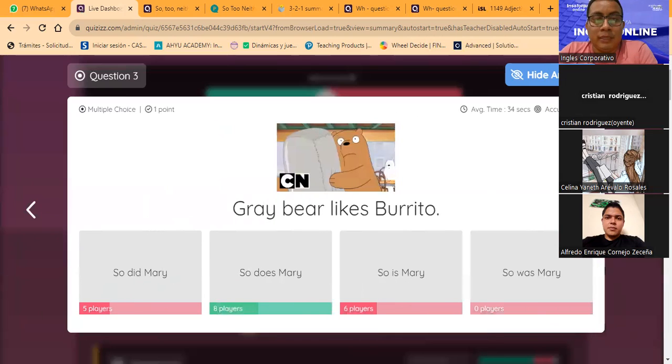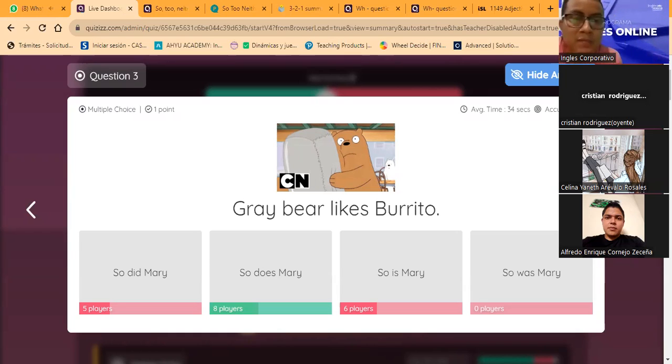O la otra. Miren este otro. Las opciones. Queremos decir que también Mary. Gray bear likes burrito. Gray bear es el sujeto. Likes es el tiempo que nos da la pauta. Likes es simple present. Las opciones, en la primera 5 marcaron so did Mary. No, porque likes no es past, did es pasado. Likes es present, presente. Entonces, la mejor opción es so does Mary. No puedo decir so is Mary porque la oración Gray Bear Likes Burrito nunca usa verbo to be. Y la última, so was Mary, nunca usó verbo to be en pasado. La mejor opción es so does Mary.